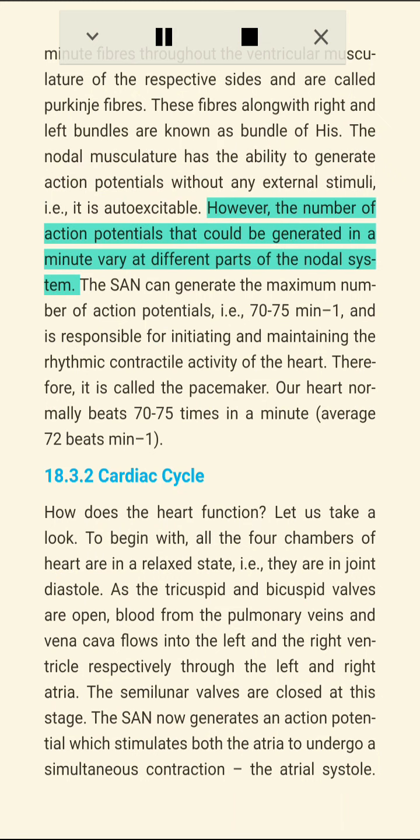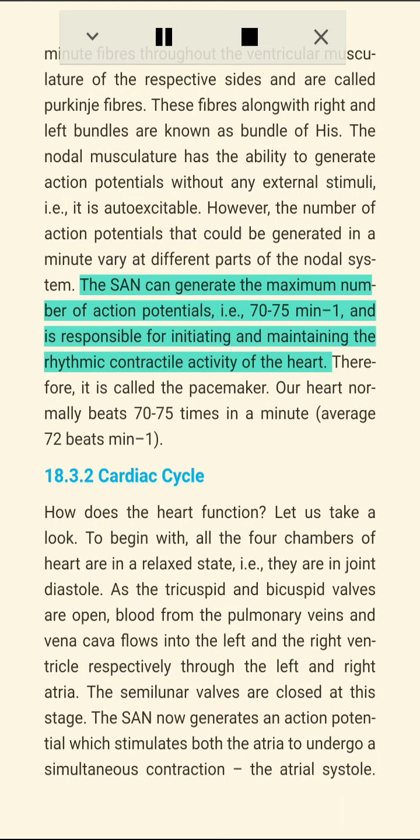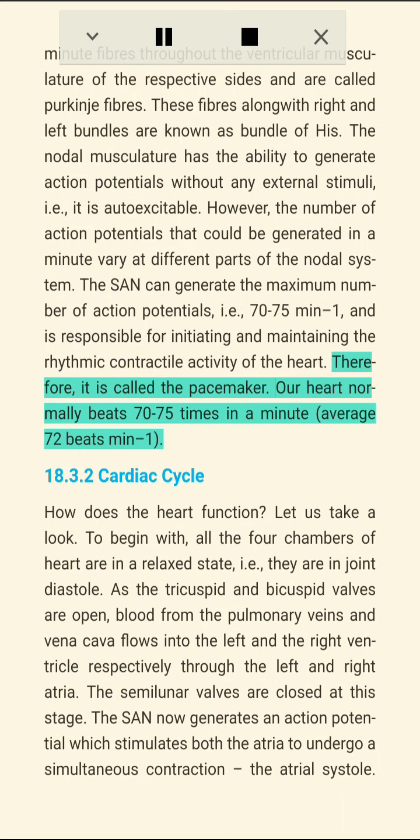The nodal musculature has the ability to generate action potentials without any external stimuli, i.e., it is autoexcitable. However, the number of action potentials that could be generated in a minute varies at different parts of the nodal system. The SAN can generate the maximum number of action potentials, i.e., 70 to 75 min⁻¹, and is responsible for initiating and maintaining the rhythmic contractile activity of the heart. Therefore, it is called the pacemaker. Our heart normally beats 70 to 75 times in a minute, average 72 beats min⁻¹.